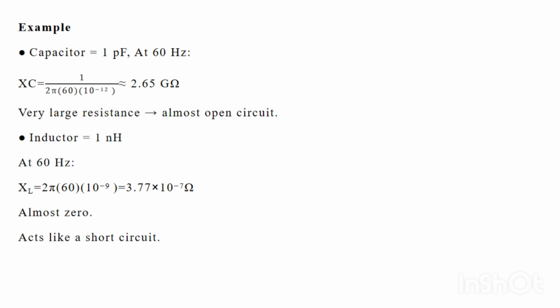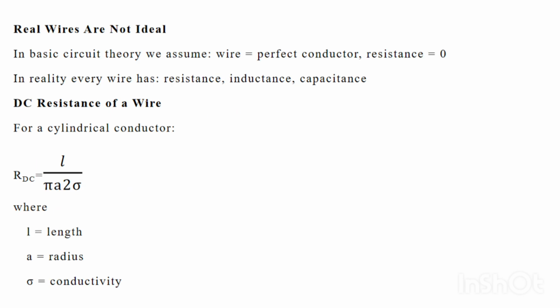Since we are using wires everywhere, in circuit theory which you might have studied earlier, you might have thought of the wire as an ideal conductor, which means it is a perfect conductor which has no resistance, right? But that is not the case in reality. In reality, every wire will have resistance, inductance, and capacitance.